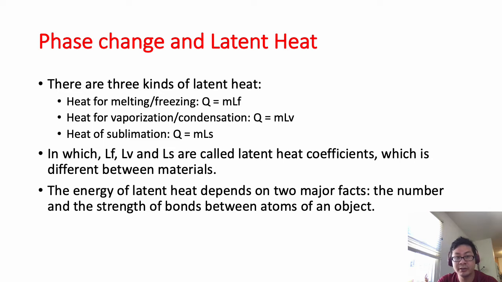Heat for melting or freezing, Q equals m times Lf. Heat for vaporization or condensation, Q equals m times Lv. And heat for sublimation, Q equals m times Ls, in which Lf, Lv, and Ls are the latent heat coefficients, which are different between materials. Something like Lf for water equals 334 kilojoules per kilogram.